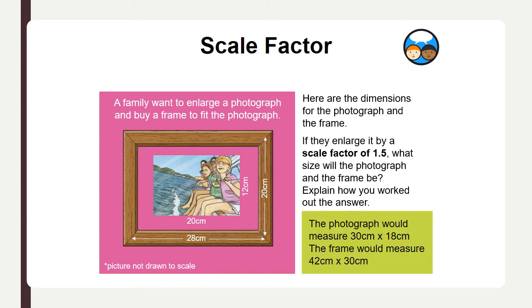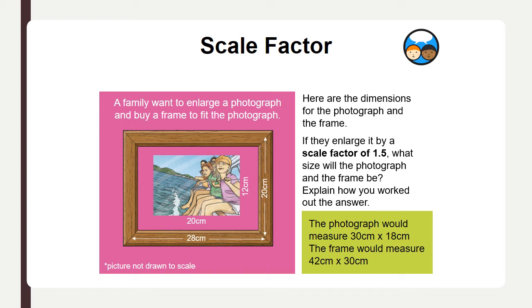Brilliant. The photograph would measure 30 centimeters by 18 centimeters. The frame would measure 42 centimeters by 30 centimeters. And the way we do that is because if it has been enlarged by a scale factor of 1.5, then we're doing 20 times 1.5. 20 times 1 is 20, and 20 times 0.5 is 10. So whenever you're multiplying a number by 1.5, you're looking at the number itself, and then take half of that number and add it on to the number itself.